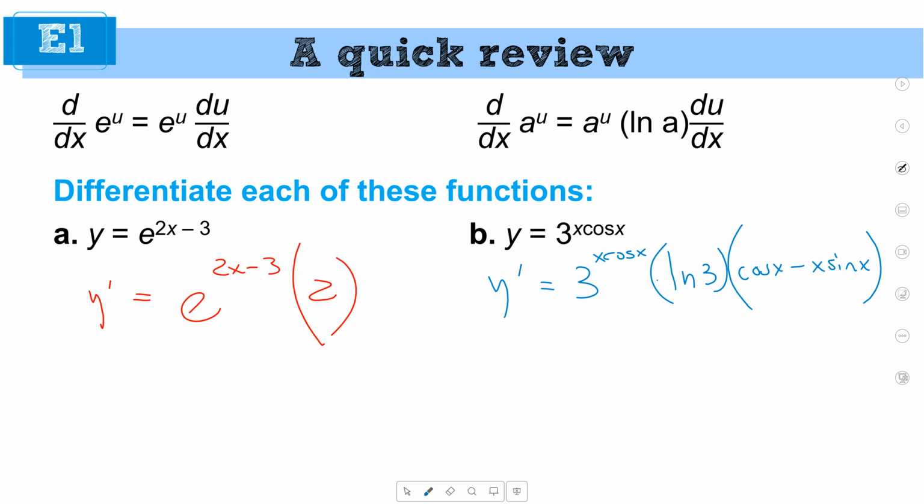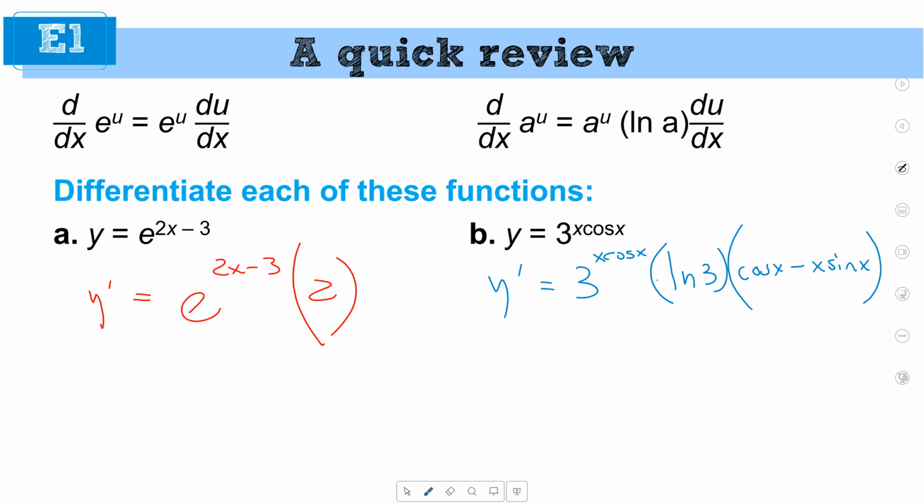Does that need reviewing, or are we good? Jenna, could you explain where the cosine minus x sine x came from? Because you have to do the product rule for x cosine x to find the derivative. Good. Derivative of the first, derivative of x is 1 times cosine, plus the first times the derivative of the second, so it's x times the derivative of cosine, which is negative sine. Good. Problems?